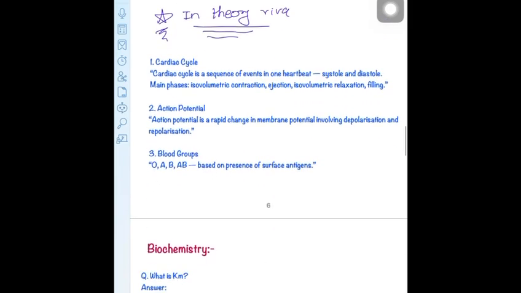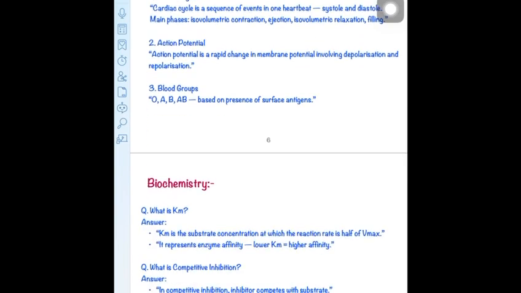In theory viva, for example, if cardiac cycle is asked, you have to define that. So I have written here that it is a sequence of the events in one heartbeat, systole and diastole. Then main phases you have to say: isovolumetric contraction, ejection, isovolumetric relaxation, and filling. Then action potential could be asked, that it is a rapid change in membrane potential involving depolarization and repolarization. Then you have to explain the graph.